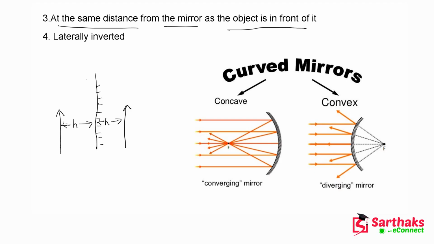Now, laterally inverted, what does it mean? Lateral inversion is very simple. You might have observed that whenever we stand in front of a mirror, our right appears to be left, and our left always appears to be right. So this is known as laterally inverted.